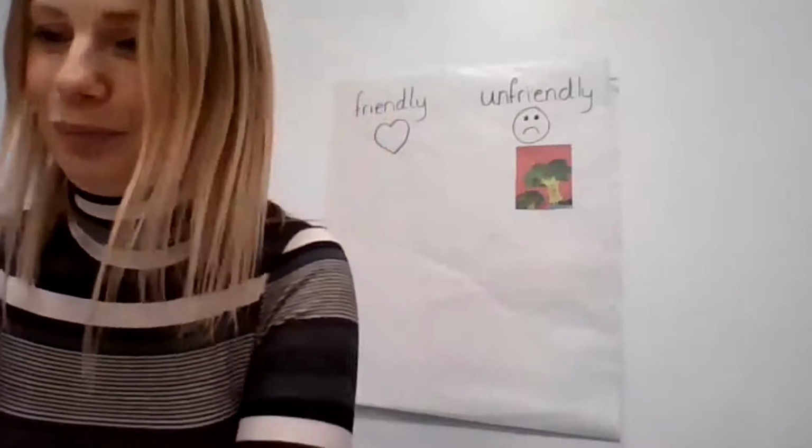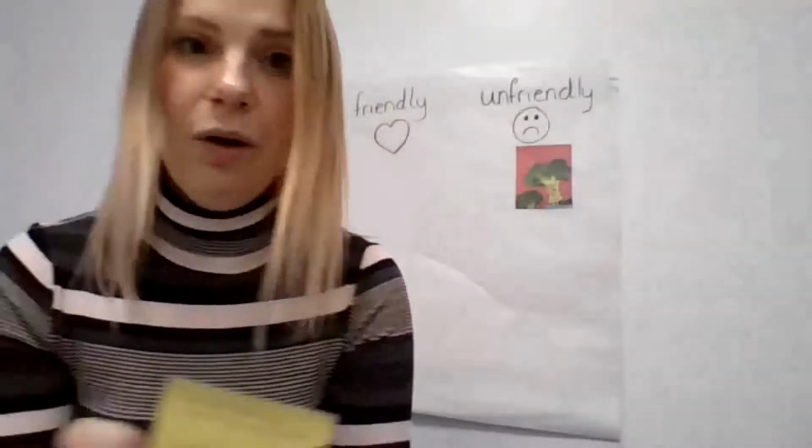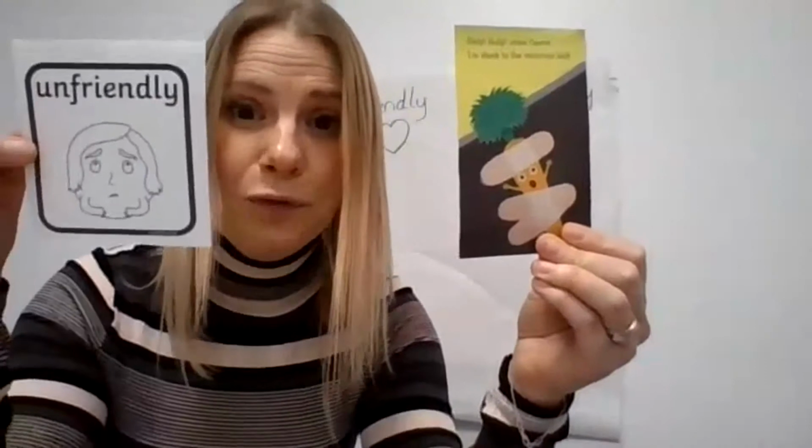Let's have another look. What's our next picture? Uh-oh, what's happened? Pause the video now and tell your grown-up. That's right. In this picture, the evil pea has stuck the carrot to the conveyor belt. Is that friendly or unfriendly? It's very unfriendly. You're right. Pause the video now and talk to your helper about why this is an unfriendly choice.